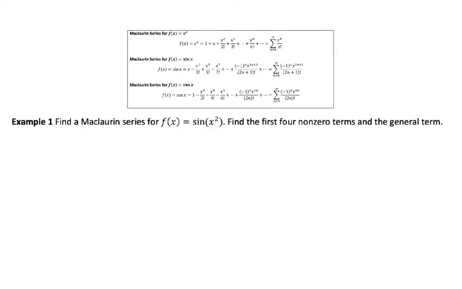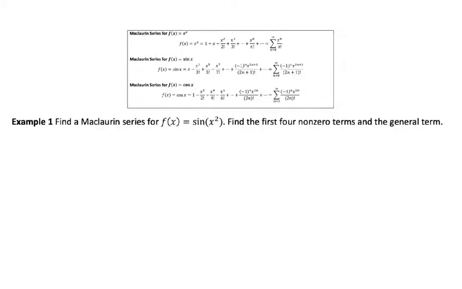Example 1 says find a Maclaurin series for f of x equals sine of x squared. So instead of sine of x, we're going to convert it to sine of x squared. So the first thing I would do is write down essentially how we think of parent functions and transformations. It's kind of what we're doing here.